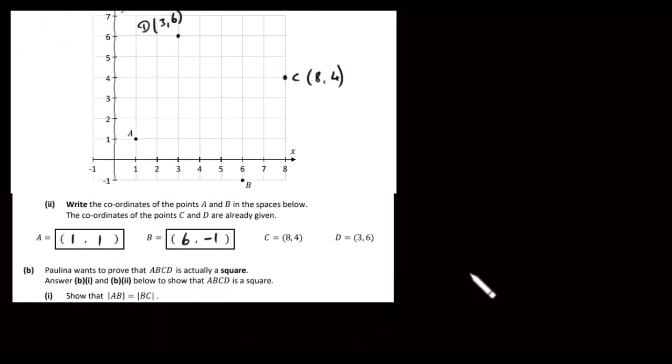Pauline wants to prove that ABCD is actually a square. Answer B1 and B2 below to show that ABCD is a square. So the first thing she's going to do is find the distance from A to B and the distance from B to C and show that they're the same. So let's do that anyway.